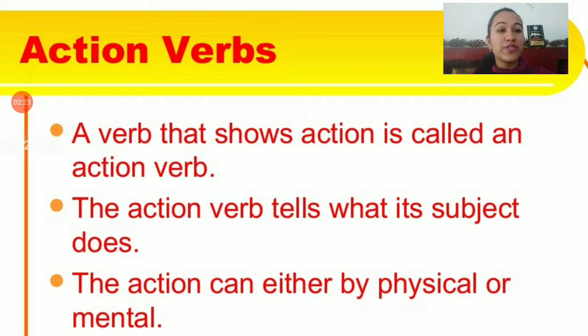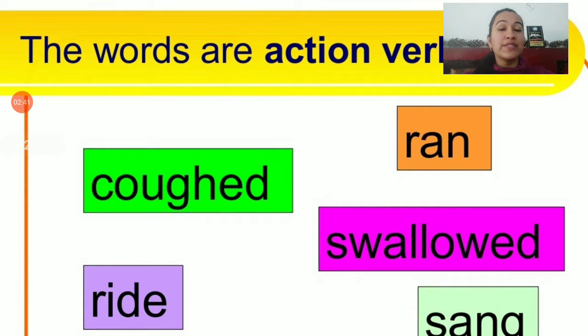A verb that shows action is called an action verb. The action verb tells what its subject does. What movement is it doing? The action can either be physical or mental. I am thinking. So it can be mental also. It does not always have to be physical movement. Some of the words for representation of action verbs: coughed, ran, swallowed, ride, sang. These are all what? They show movement.